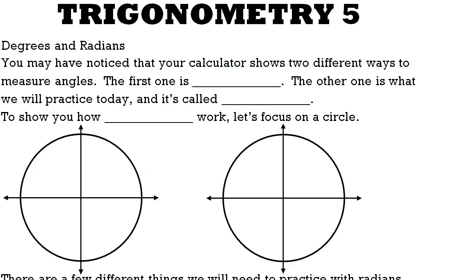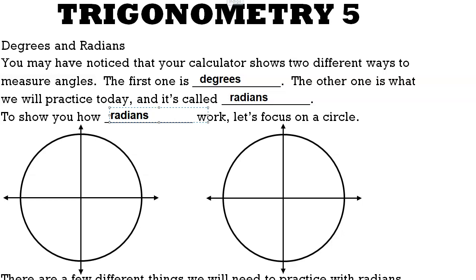All right, so you may have noticed that your calculator shows two different ways to go through this stuff. The first way is degrees, we know that. The other one is what we'll practice today. It's called radians. And to show you how radians work, we're going to focus on a circle.